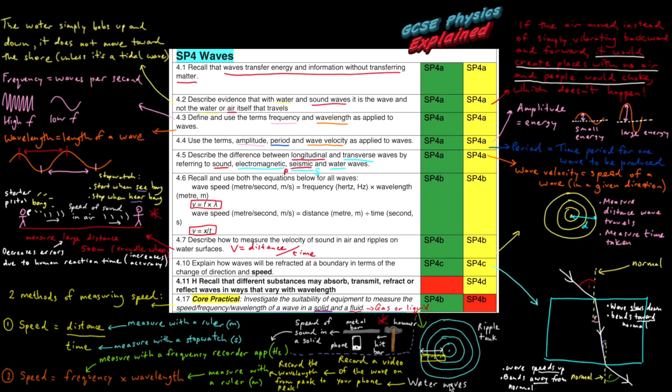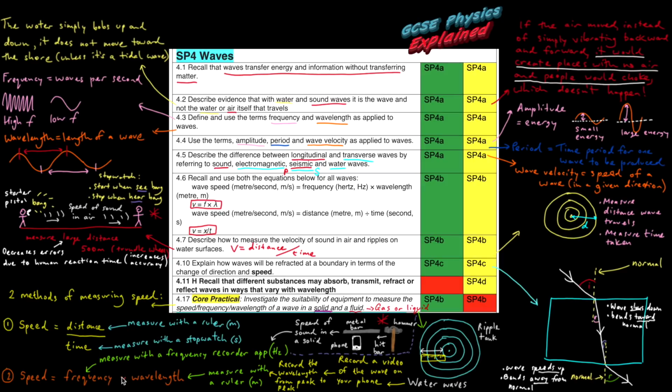In order to get the wavelength, you basically just measure the distance between one wave and another wave. You could lay a ruler out and then record a video of the wave on your phone. And you'll be able to record the wavelength as it goes from peak to peak. Obviously measure that with a ruler. That's how you get your wavelength. Remember, there's two methods for measuring speed. We can either use this straightforward equation, which is speed equals distance over time, or we can use the wave equation, which is speed is frequency times by wavelength.